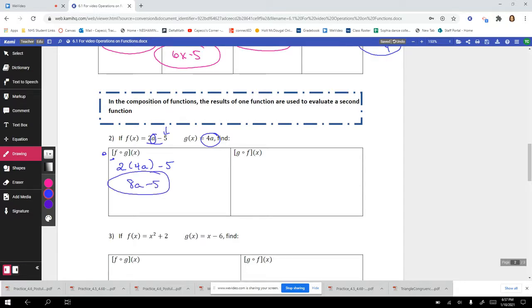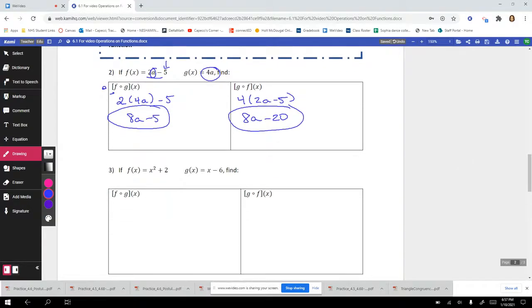Same thing with g of f of x. So I'm going to start writing g. Whenever I see a variable, that's when I'm going to substitute in my other function. And that gives me 8a minus 20.